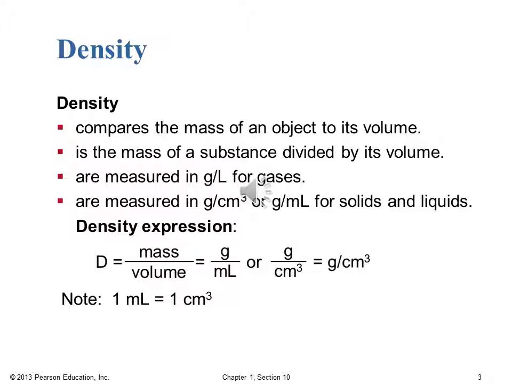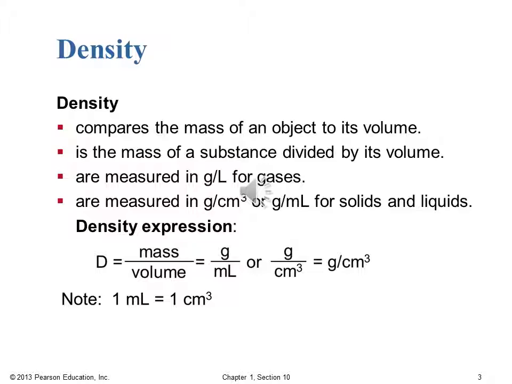Grams per cubic centimeter, which is typically used for solids, and grams per milliliter, which is typically used for liquids, are ways that we express those much more dense states of matter. And again, 1 gram per centimeter cubed is equal to 1 gram per milliliter. We just tend to use cubic centimeters for solids and milliliters for liquids, but a cc, a cubic centimeter, is equal to 1 milliliter.